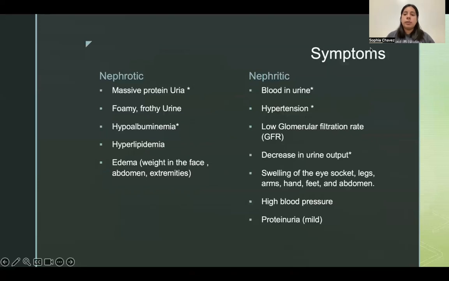And so as for the symptoms, for nephrotic, the asterisks are what's really different between both of these syndromes. In nephrotic, there's a massive amount of protein being outputted through the urine. The urine could be foamy or frothy. And then hypoalbuminemia.